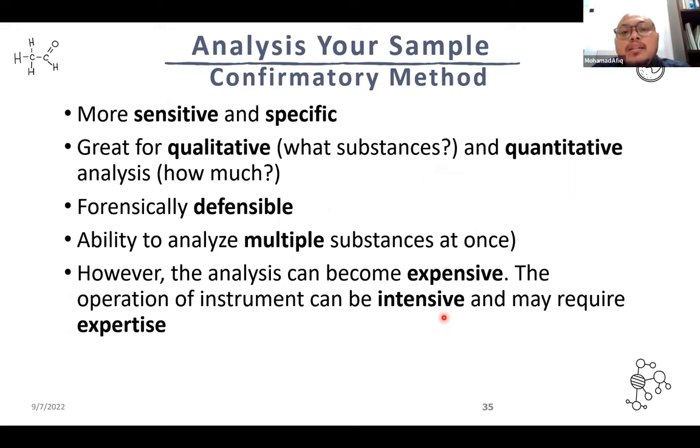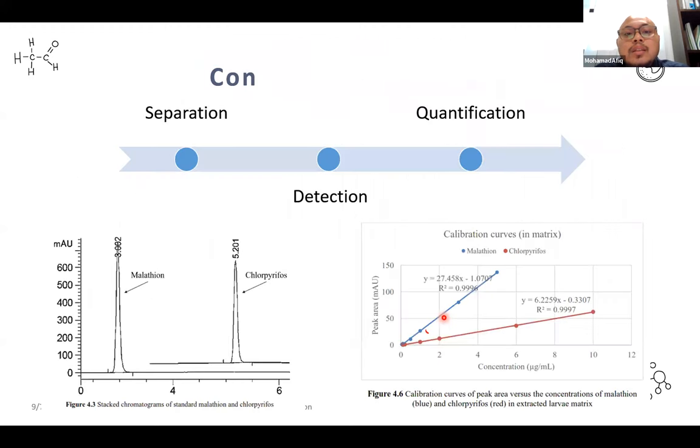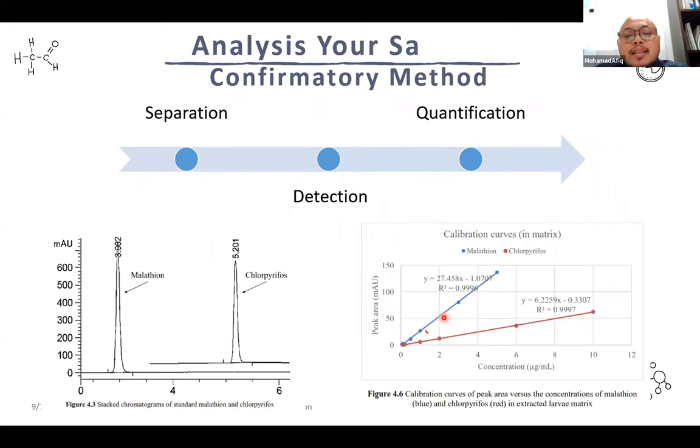That's why the screening method is quite helpful. So for confirmatory method analysis, why can it help you? Because it can help you to separate. From a single sample, you have multiple compounds inside, and you can separate them, so you can detect them at once, together.